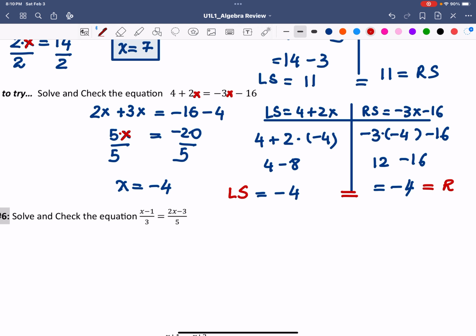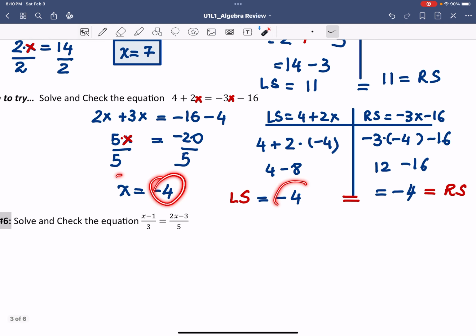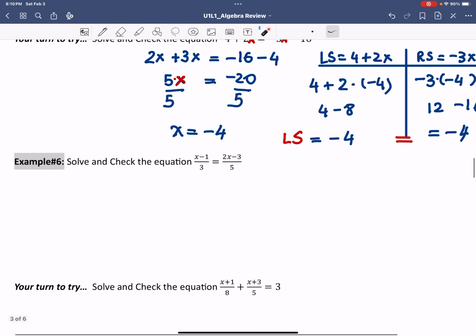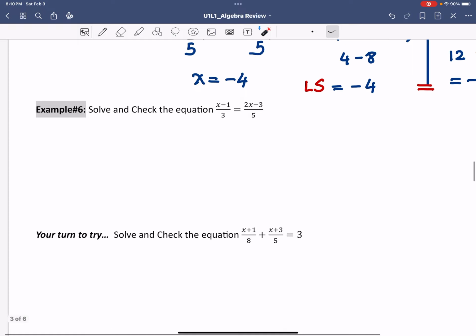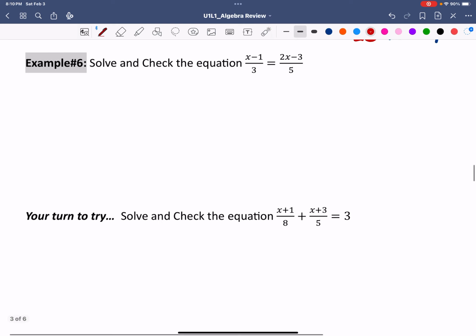And it's a coincidence that the solution actually equals the value of each side as well. Now we're going to take a look at one more equation. This time we are working with equations that involve fractions. So whenever you have equations with fractions, first step is find the lowest common denominator.